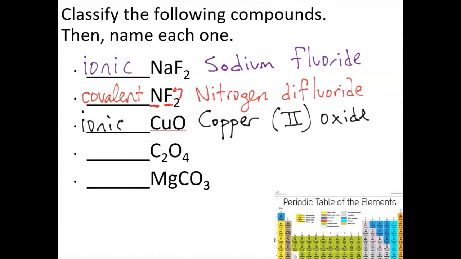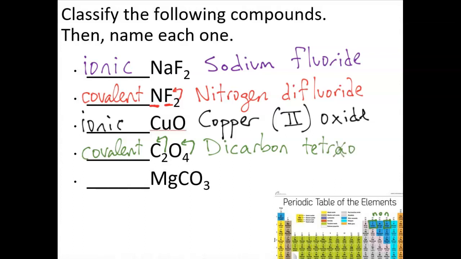Next we've got C2O4. Carbon's over here, number 6. Oxygen's over here, number 8. These are both nonmetals, so therefore we're going to have a covalent compound again, and we're going to use prefixes. The prefix for 2 is di, so I'll have dicarbon. Prefix for 4 is tetra, so tetraoxide, or tetroxide when you blend it. So this is dicarbon tetroxide. If you told me tetraoxide, I would take it, but you actually drop the A so that those vowels blend together there.